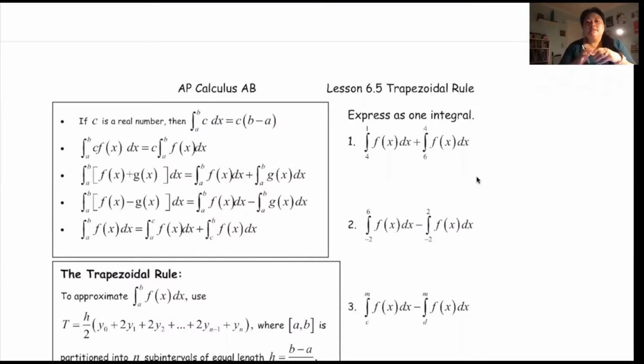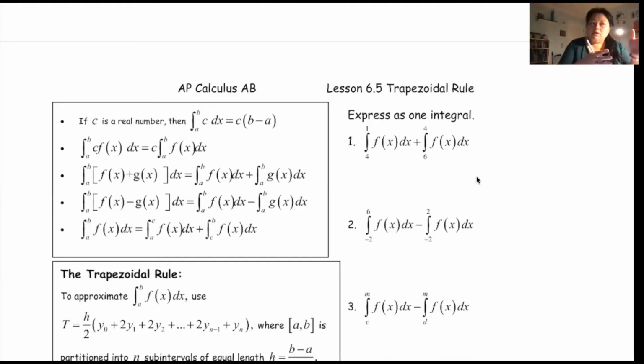This lesson is on 6.5, trapezoidal rule. So as you can see, we are now hitting a new type of geometry to help us figure out approximations of areas under the curve. Now again, these rules, the rectangles or trapezoids, these are all approximations.